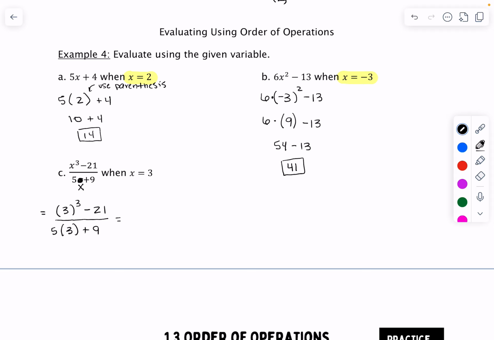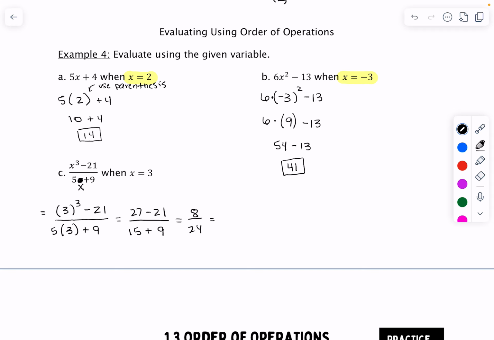Now I've got a couple things going on here. I've got the top group and I've got the bottom group. The top group, I can say 3 cubed is 27. So 27 minus 21. And then 5 times 3 is 15 plus 9. Okay. When I do this math, on top, the subtraction gives me 8. And on the bottom, I get 24.